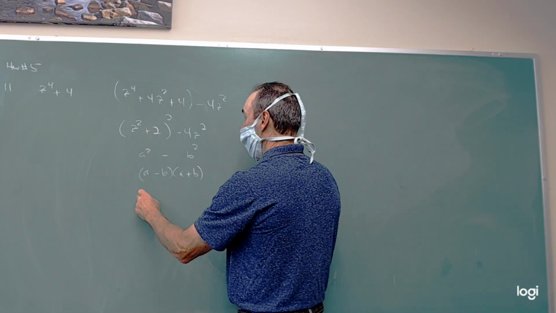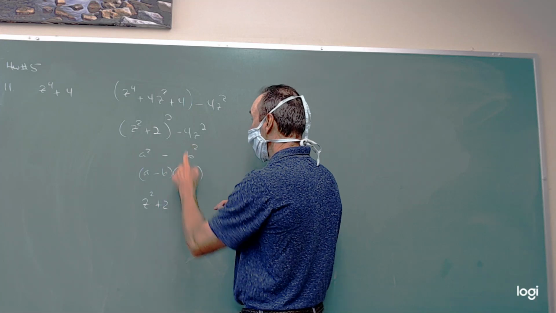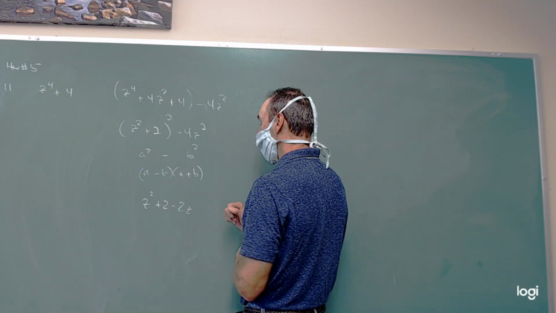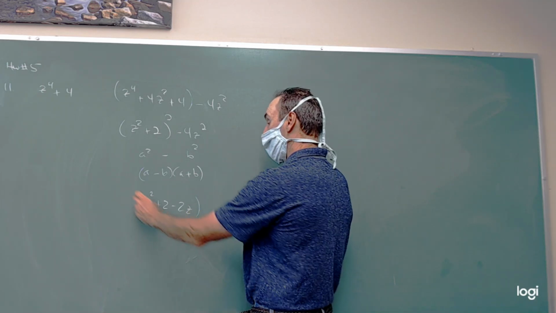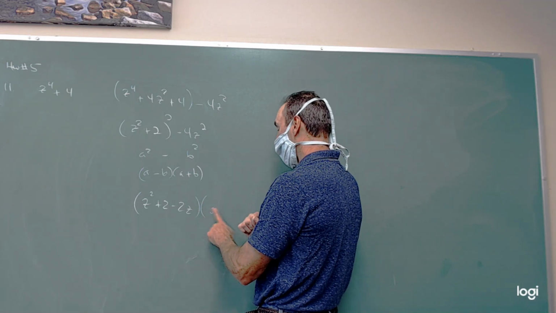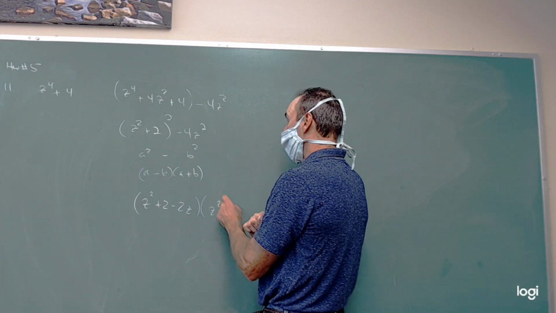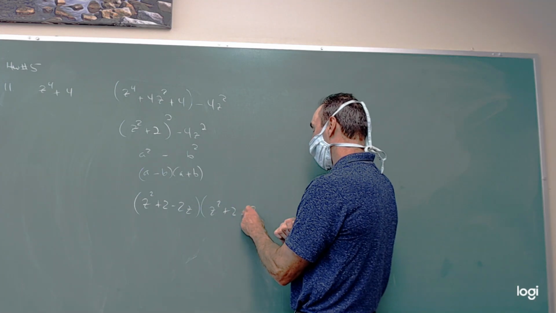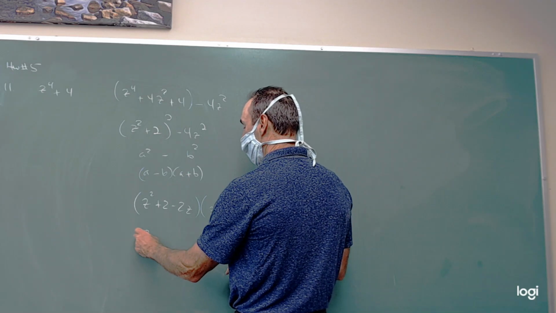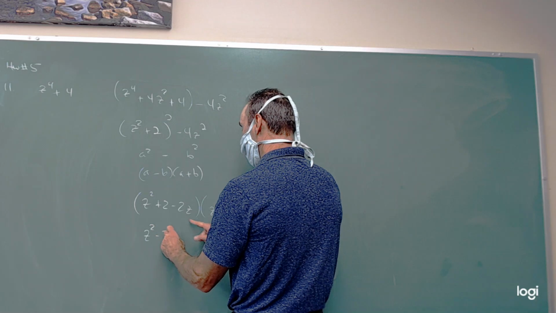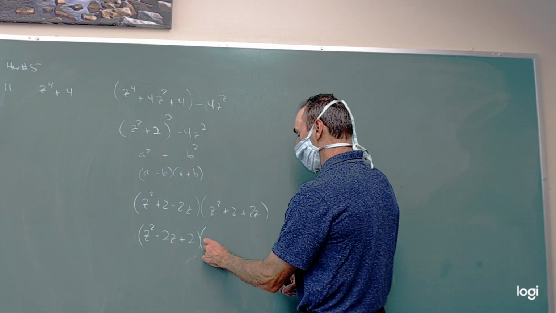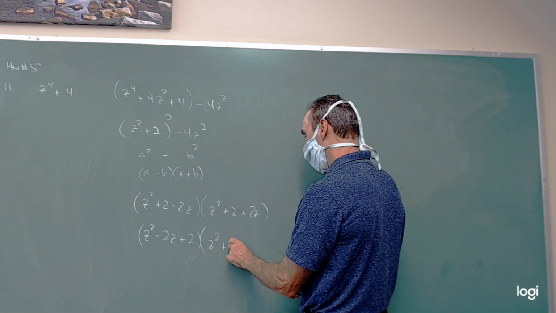So there's your a, z squared plus 2, minus b, which is going to be minus 2z, right? Is that okay? And then a, which is z squared plus 2, plus b, which is going to be plus 2z. And maybe we want to rearrange that so it's z squared minus 2z plus 2. Z's and 2's are dangerous for me. And then z squared plus 2z plus 2.